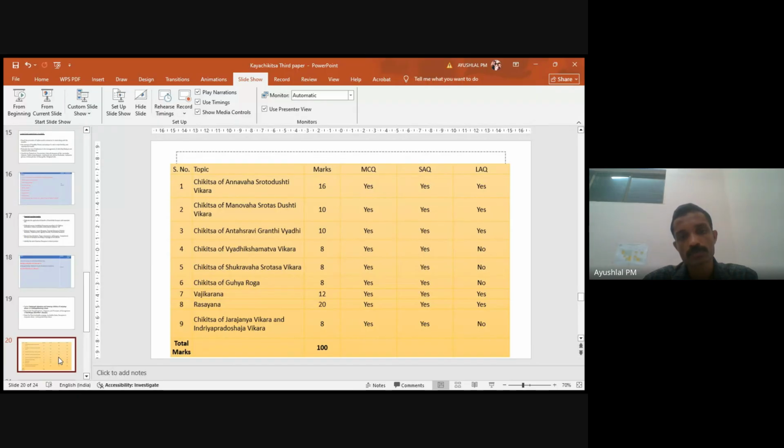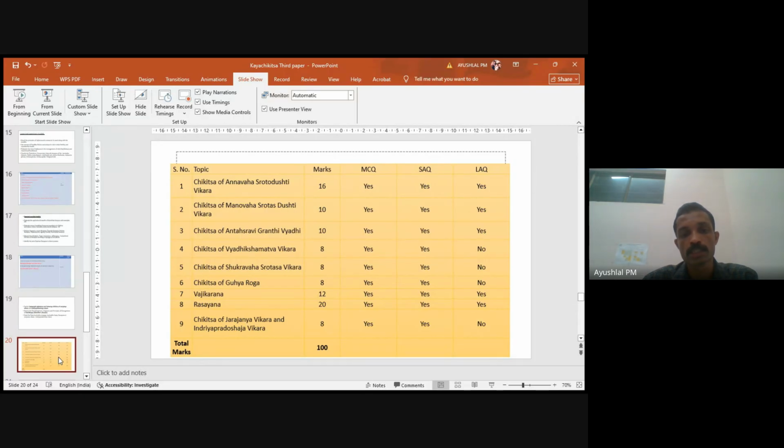Okay. Vyadhikshamatva Vikara, 8 marks. So you cannot expect any long answer question from Vyadhikshamatva Vikara. You can expect one 5-mark question and another 3 marks MCQ. Chikitsa of Shukravaha Srotodushti Vikara, 8 marks. So there will not be any long answer questions. You can expect a 5-mark question and then 3 MCQs. Chikitsa of Mukharoga, again 8 marks. So again, here also there will not be any long answer questions.